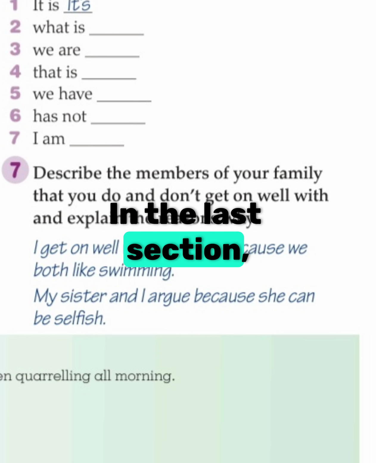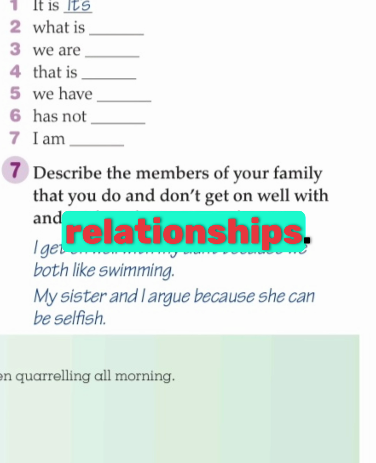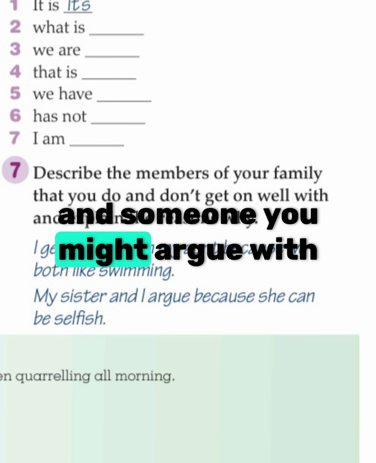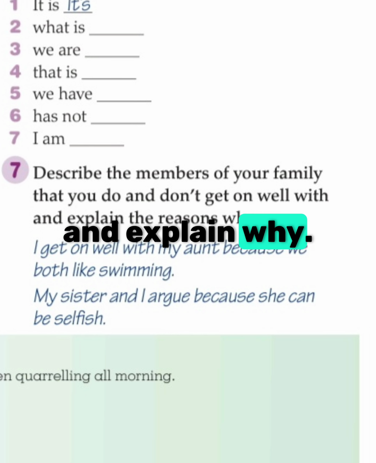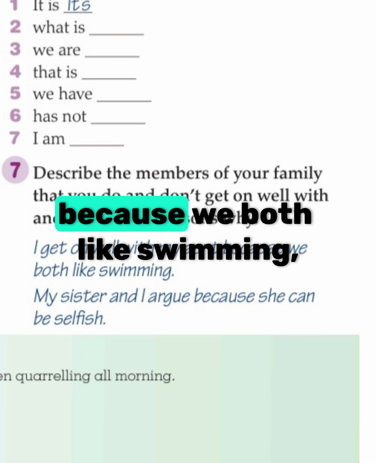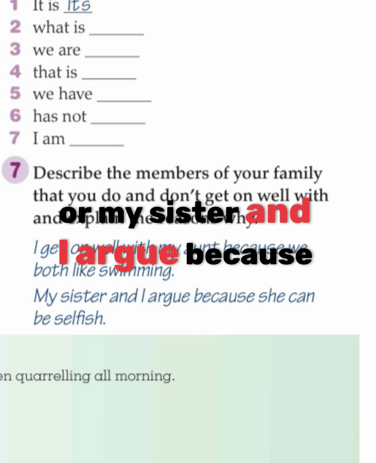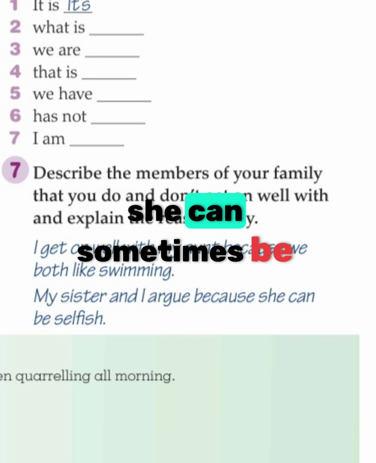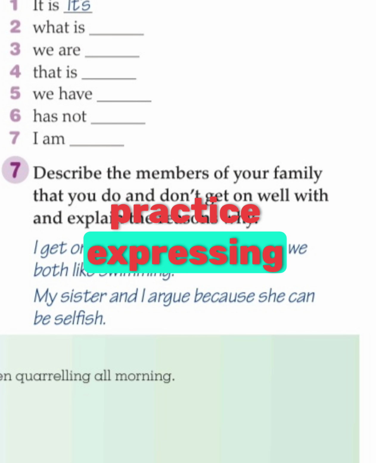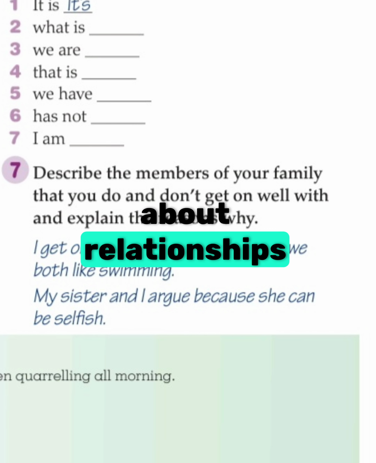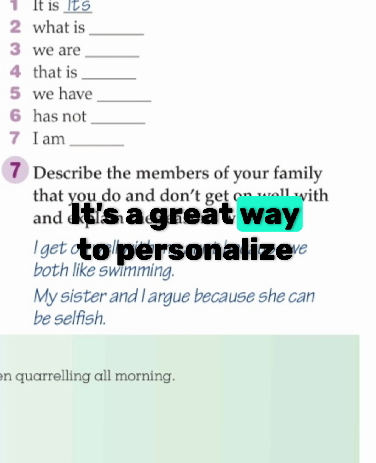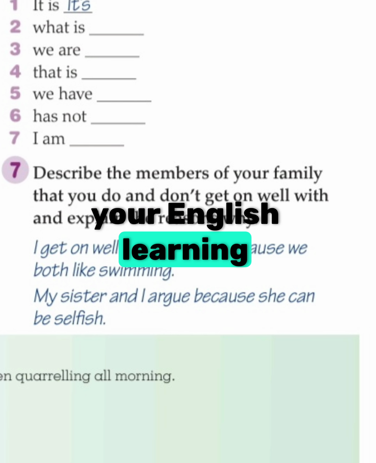Section 5. Writing, Describing Family Relationships, Activity 7. In the last section, you'll describe your own family relationships. Think about someone you get along well with and someone you might argue with, and explain why. You could say something like, I get on well with my aunt because we both like swimming. Or, my sister and I argue because she can sometimes be selfish. This exercise will help you practice expressing your thoughts about relationships while using the vocabulary we learned. It's a great way to personalize your English learning.